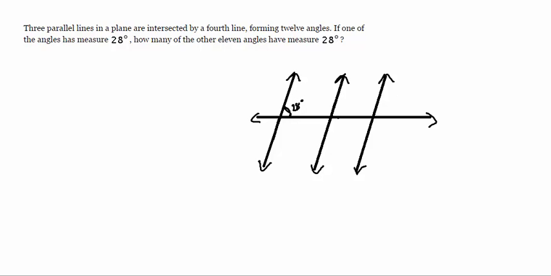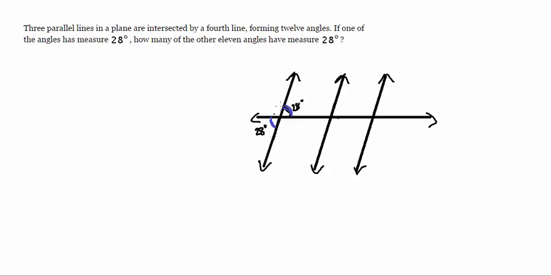So in order to solve this problem, we have to think back to geometry a little bit and remember our angle relationships. So the first thing that jumps out at me is that this angle here, I'm going to use a different color for that, this angle here is vertical to this angle here. And vertical angles are congruent. So that tells us that this angle also has a measure of 28 degrees.